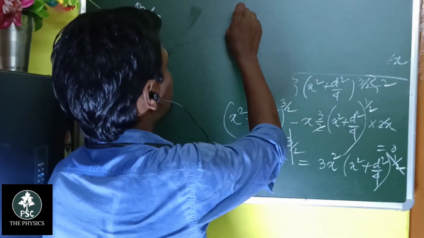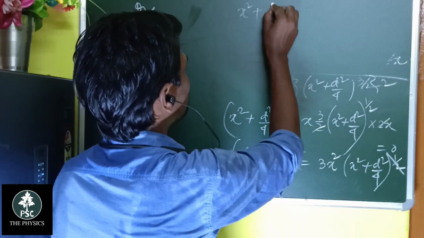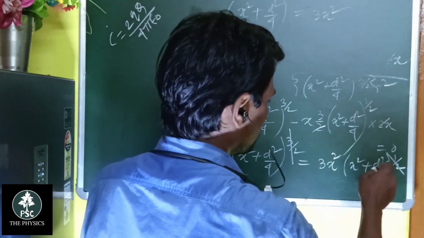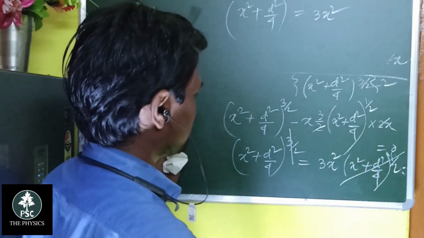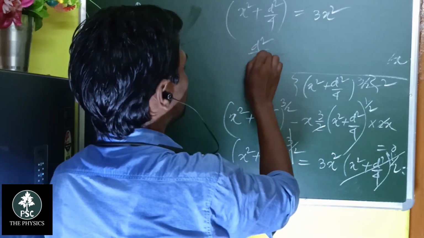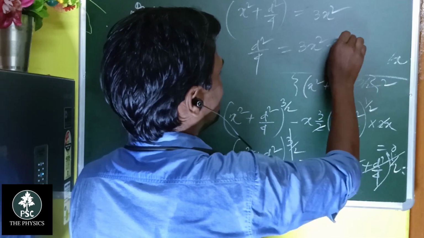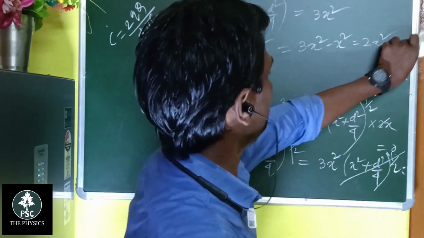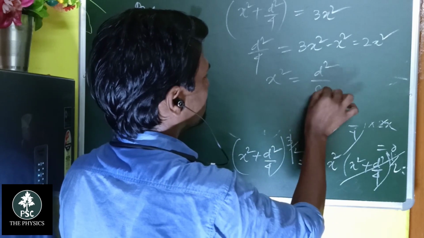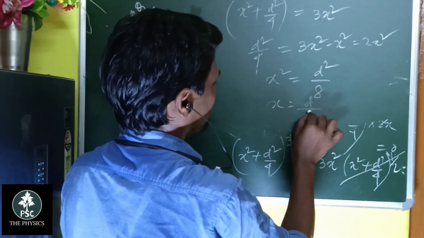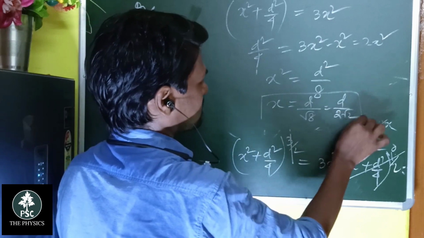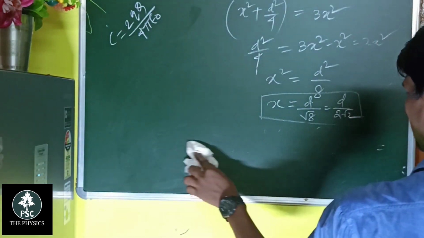So the next step is x square plus d square by 4 and this one equal to 3x square. And since this total is cancelled with half and this one remains, this is equal to this square, or x square plus d square by 4 equal to 3x square minus x square, that is 2x square. So x square equal to d square by 8, 4 into 2 is 8, so x equal to d by root over 8, so this is d by 2 root 2. So this is the answer for the first part.